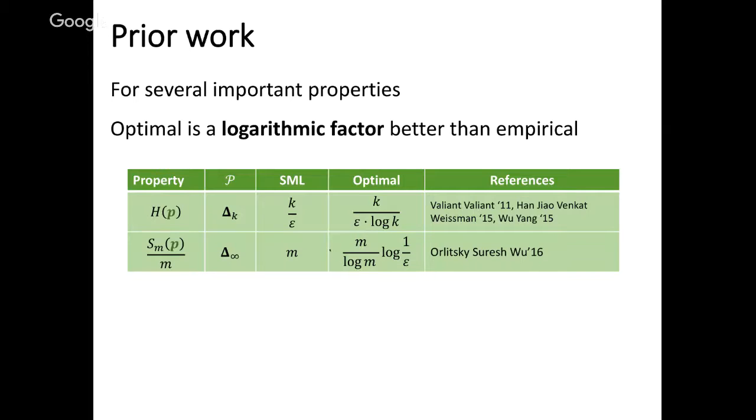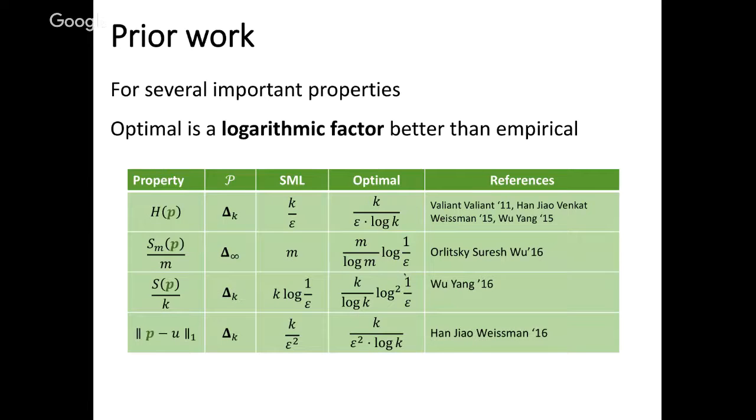Similarly, if we want to estimate the support coverage problem that we saw before, then the number of samples you require for optimal estimation is m over log m, the term we saw, times log of 1 over epsilon. And this is again optimal in both m and epsilon. And you can obtain similar estimators for support size. So S(p) was the support size of distributions. And the last one is the distance to a uniform distribution over k elements. And for all of these, people know what an optimal estimator is. So, okay, all of this was known.